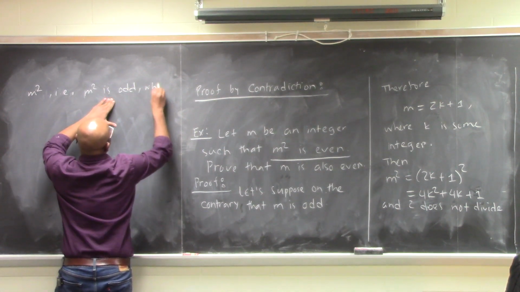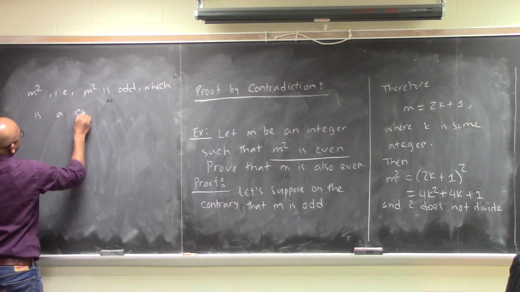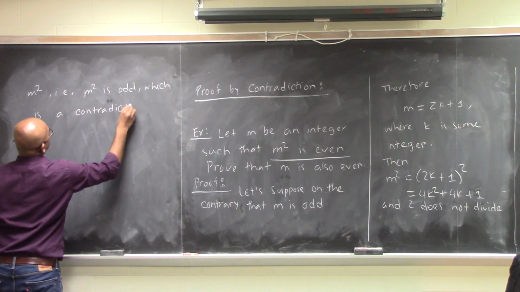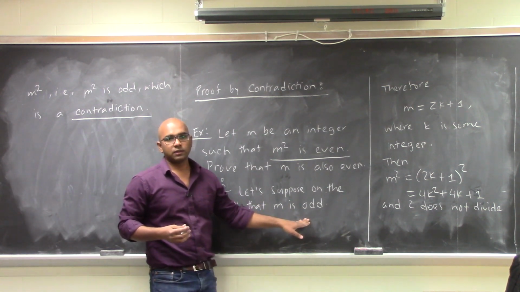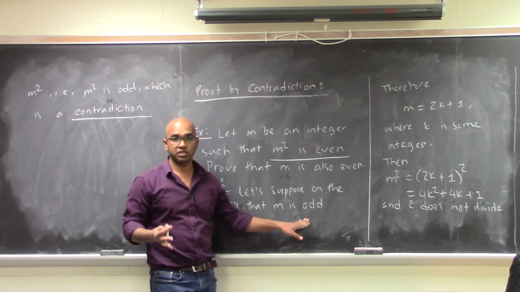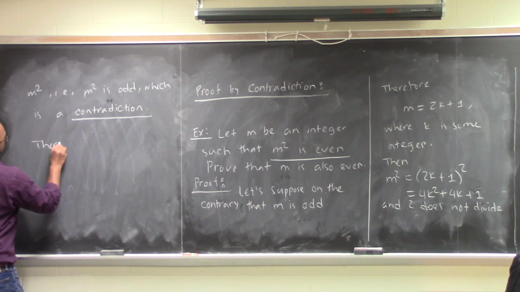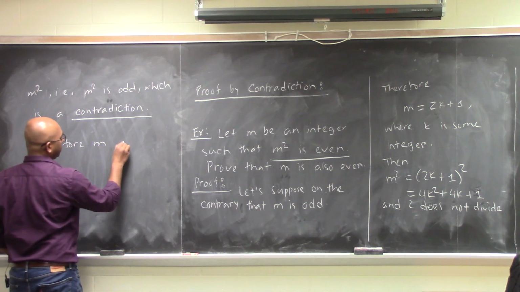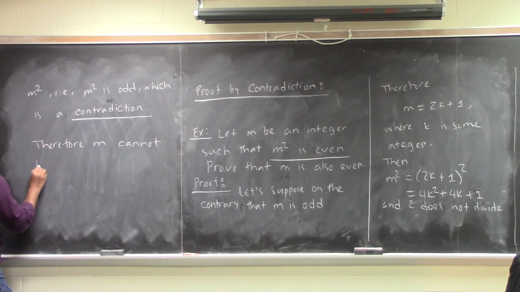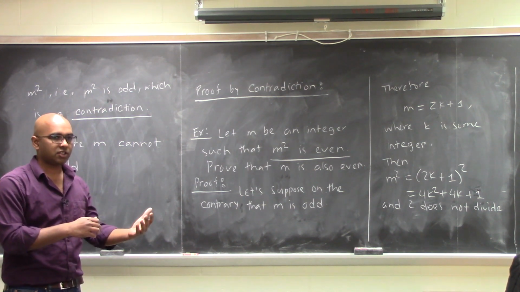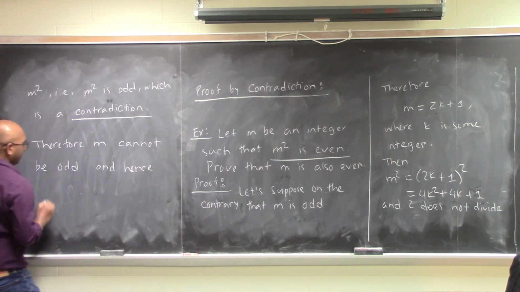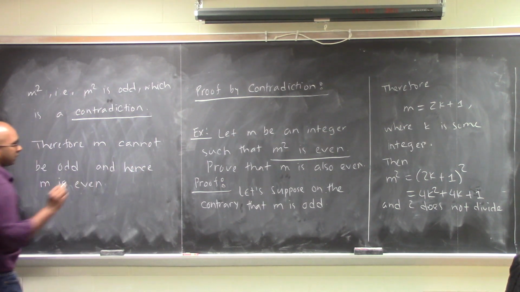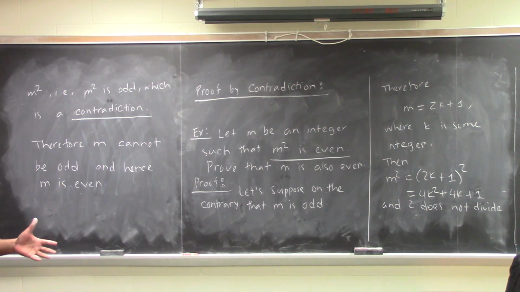Which is a contradiction. Okay? And therefore, what happens? m cannot be odd, right? Because if m becomes odd, then it creates trouble. Therefore, m cannot be odd. Okay? Now an integer that is not odd is definitely an even integer, right? And hence m is even. Okay? So this is an example of proof by contradiction.